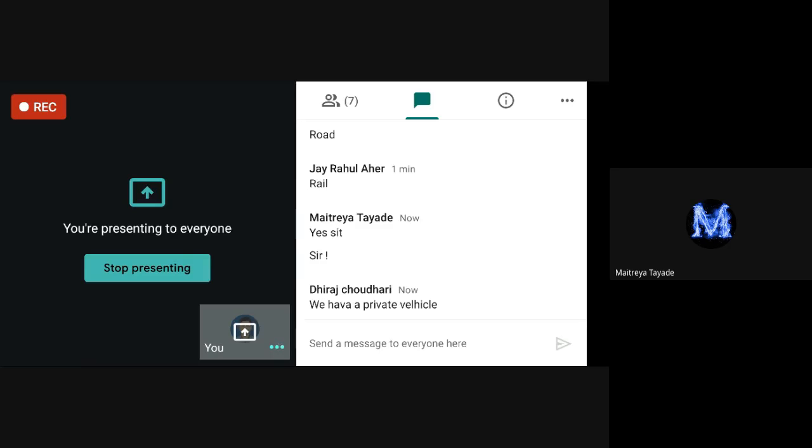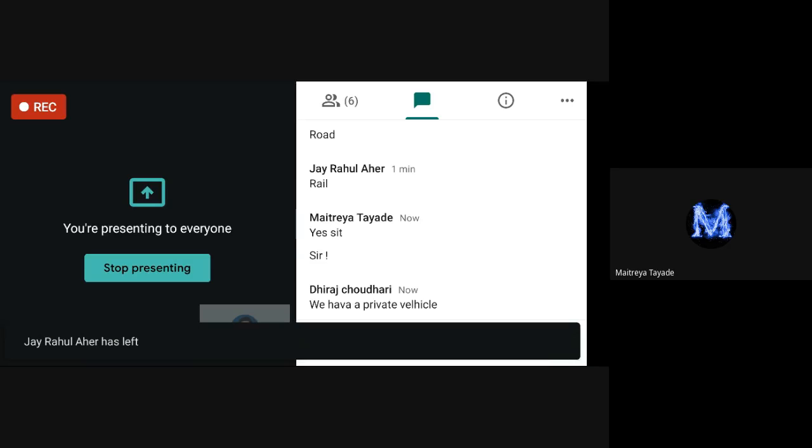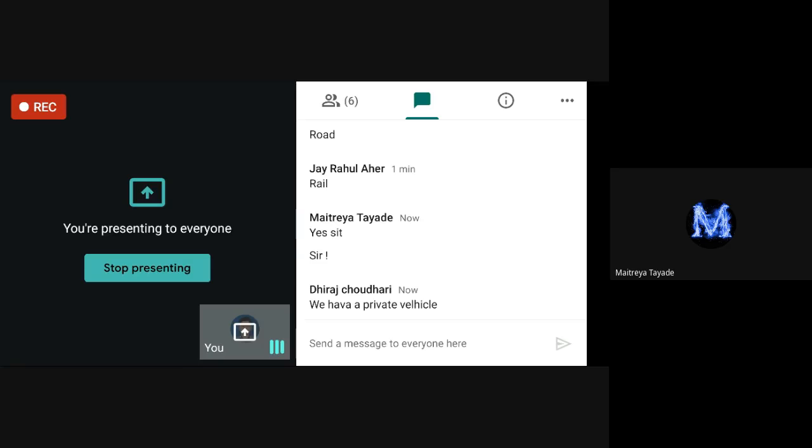Okay, though you have a private vehicle, you can go by bus or other means. Okay, but what will happen by road? Road connects so many villages, so many cities, so many towns when you go by road, right? Because you have to go through many villages, roads, and towns, okay, cities. So you can easily deliver your message of cleanliness to all the people.